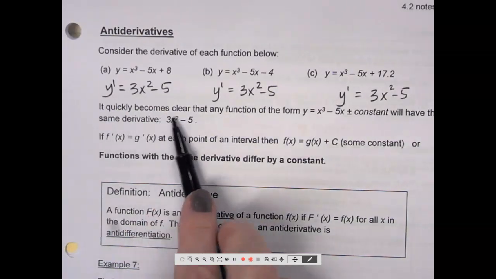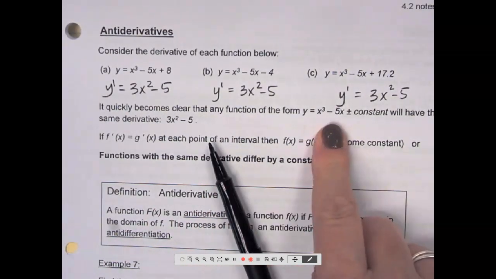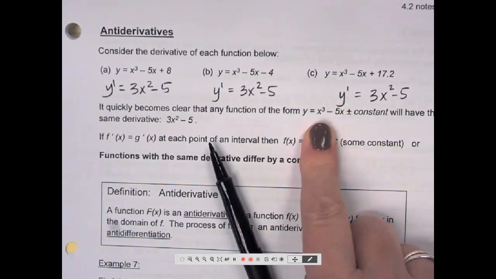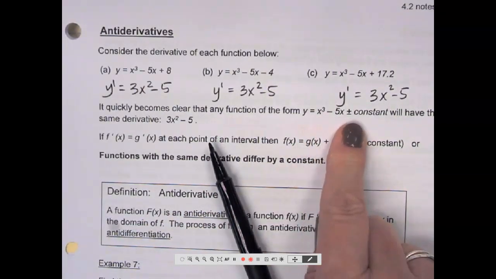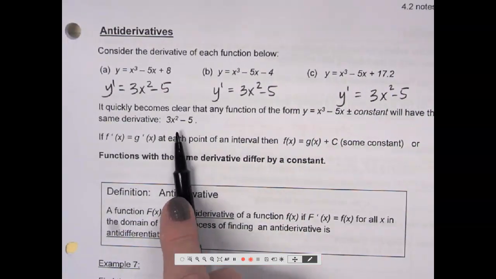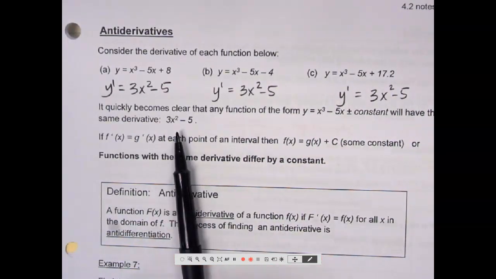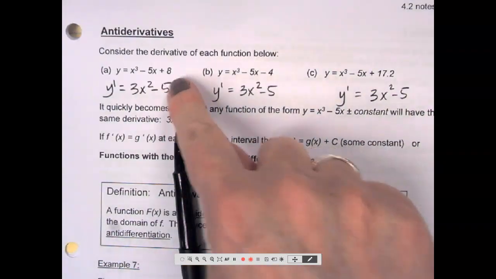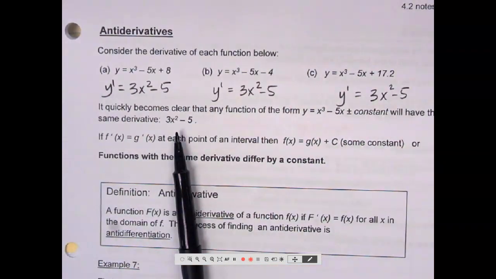Okay, so it quickly becomes clear that any function of this form, y equals x cubed minus 5x plus or minus a constant, will have the same derivative, 3x squared minus 5. So the only way that these differed was that constant that was tacked onto the end, but the derivative of all those constants is 0, so we ended up with the same derivative.